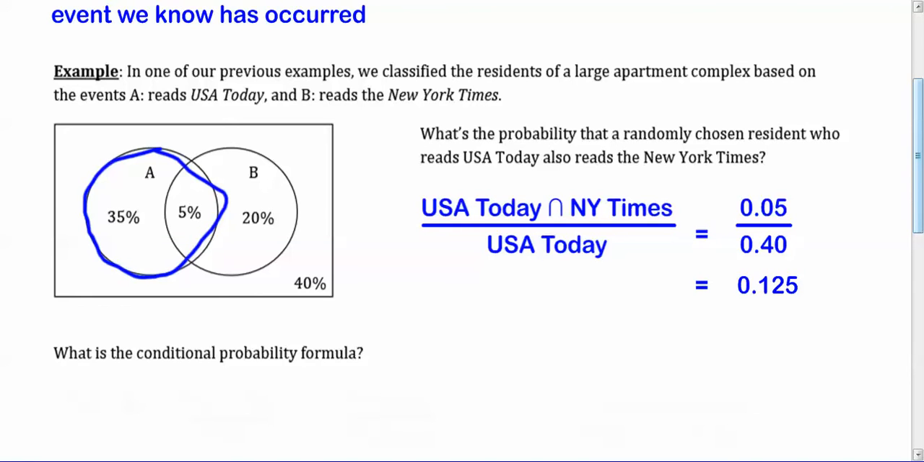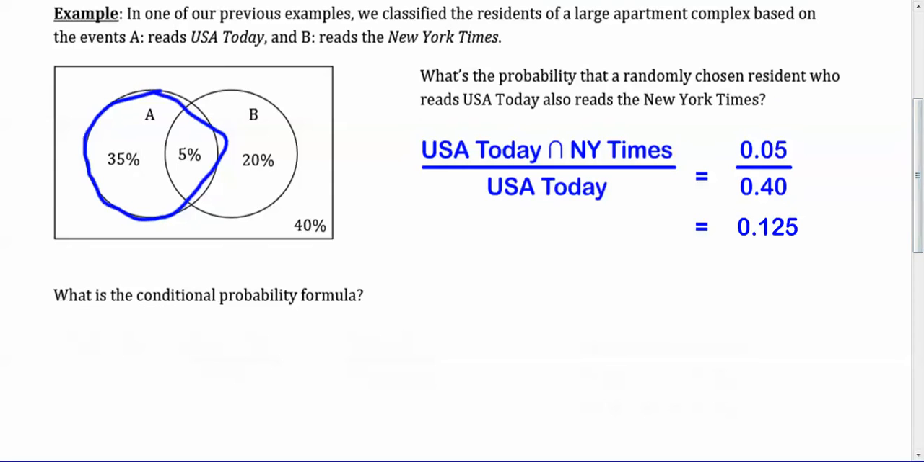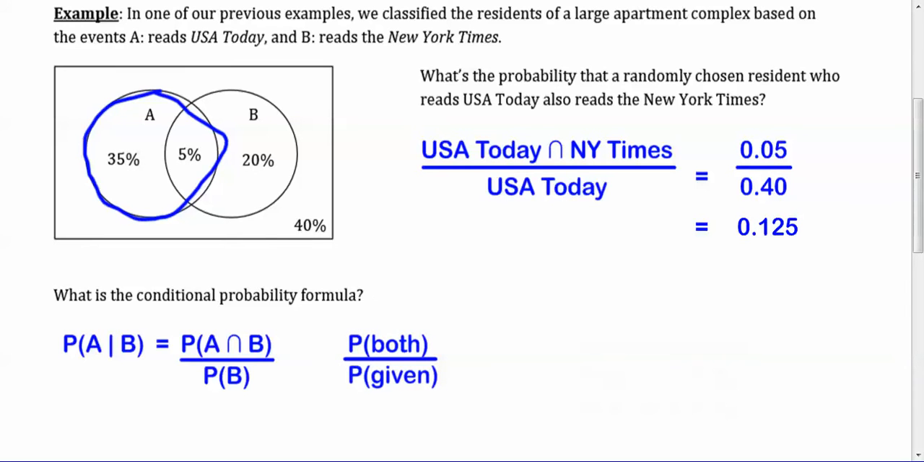Now, the conditional probability formula isn't really so much a formula, and again, it's not anything we haven't already done before. Formally speaking, the probability of A given B is going to be the probability of A and B divided by the probability of B. Or as I like to think about it, it's the probability that both of these things are true divided by the probability of the thing that you know that is given is true.